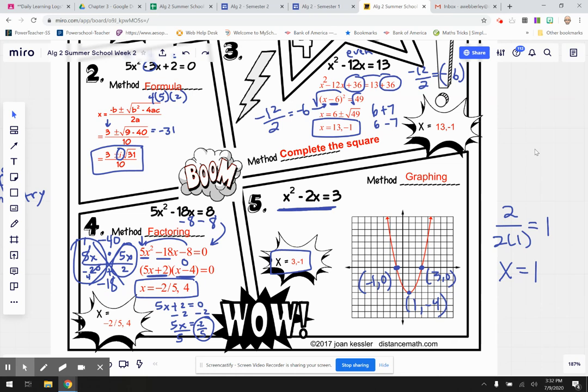You could just type that straight into Desmos, and you can actually see your graph. You'll see the two roots wherever it touches the x-axis. If it doesn't touch the x-axis, there's no solutions. So that's how that works.